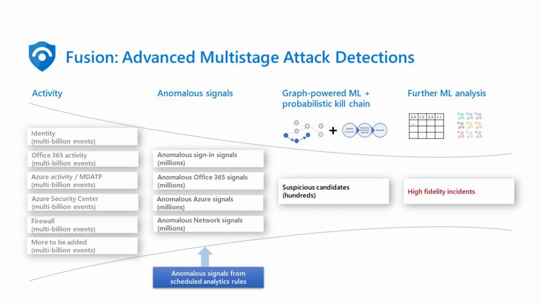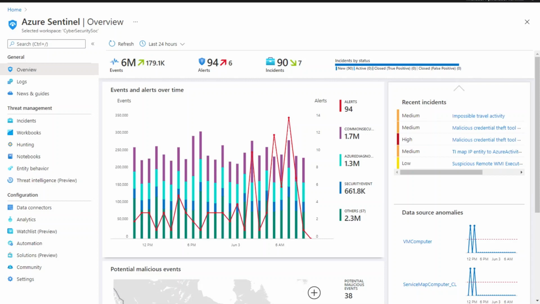In this video, I'd like to walk you through how to create and enable the scheduled analytics rules in Azure Sentinel and how to investigate incidents created by Fusion. First, let's see how to create and enable scheduled analytics rules. Currently, I'm in the Azure Sentinel workspace. To create a schedule rule, you will first navigate to the Analytics blade.